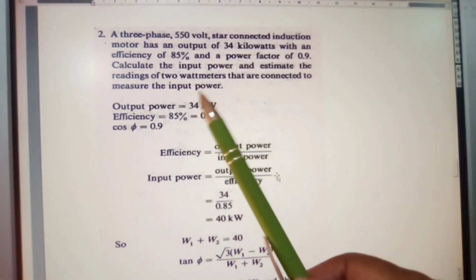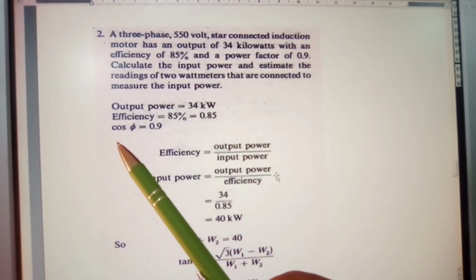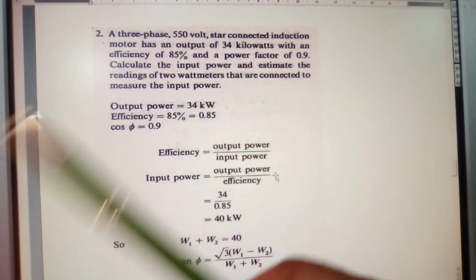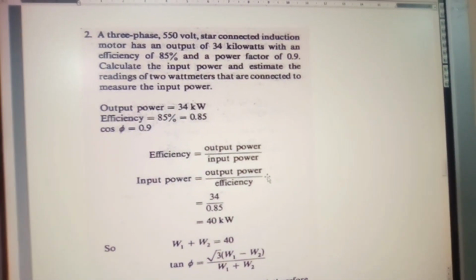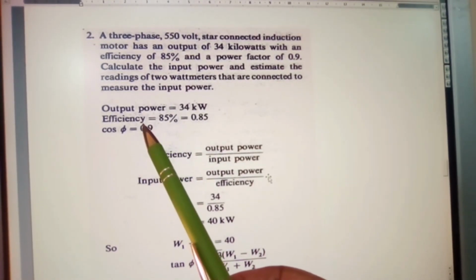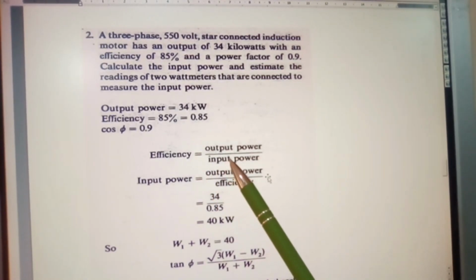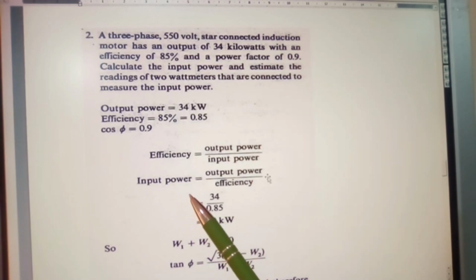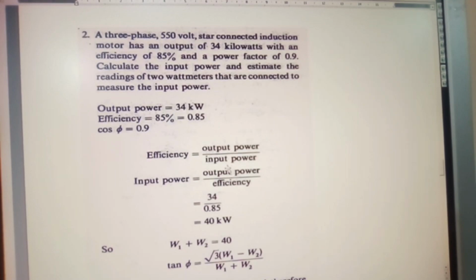Output power equals 34 kilowatts. Efficiency equals 85%, which equals 0.85. Cos theta equals 0.9. Now here 0.9 could be leading or lagging depending on what components are being used. Here we have efficiency equals output power over input power, so input power equals output power over efficiency. And here we have our formulation being applied to this.